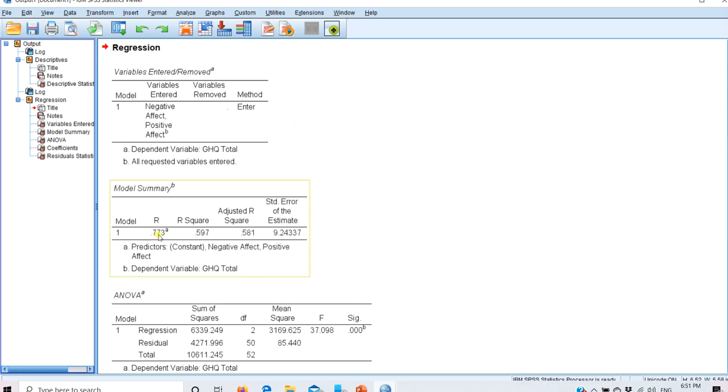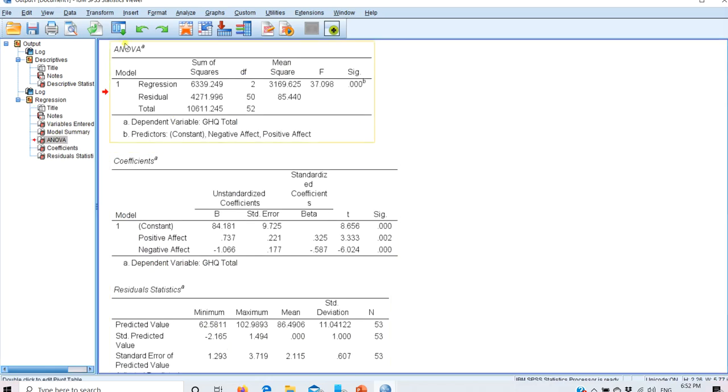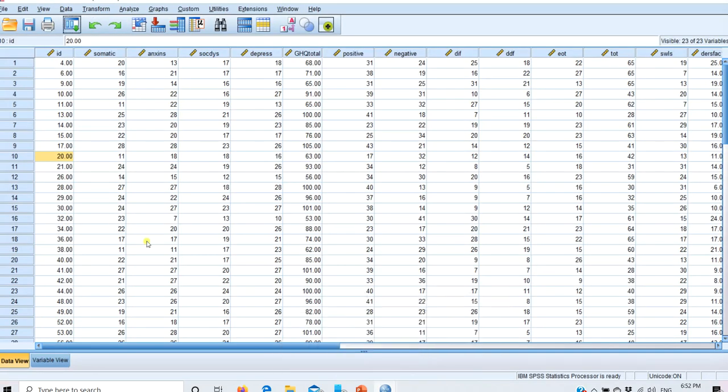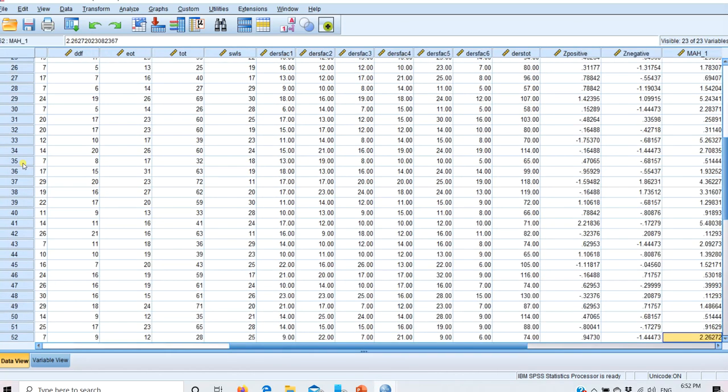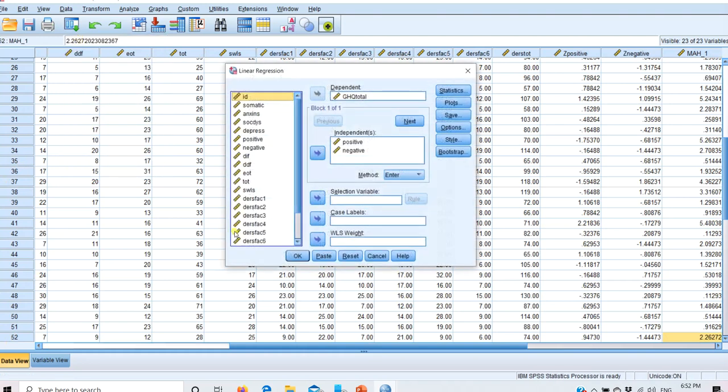So this is the R value and this is the R square value. These are the analysis of variance results. Now we will repeat this analysis by deleting this case. So click here, this will be selected and then you can cut. So this case will be deleted. Now we are having only 52 cases. And now let us rerun the same analysis without the outlier.